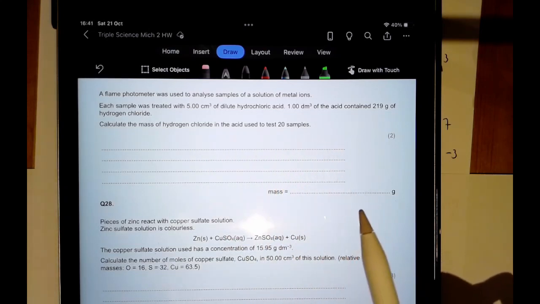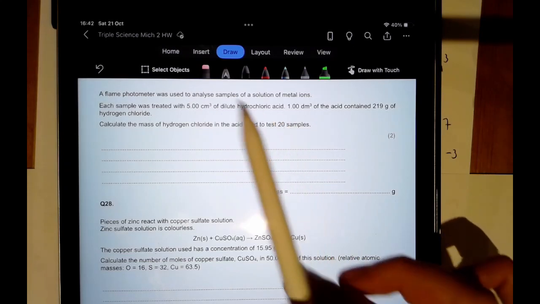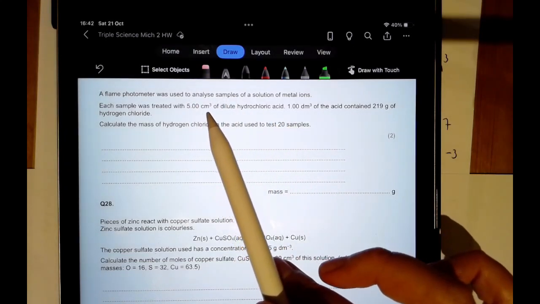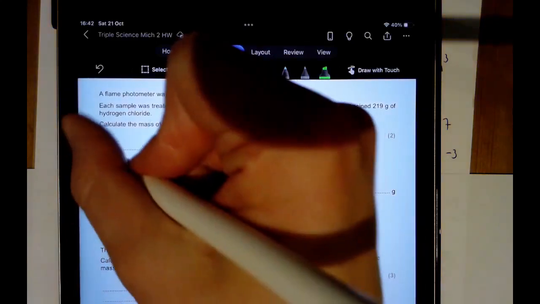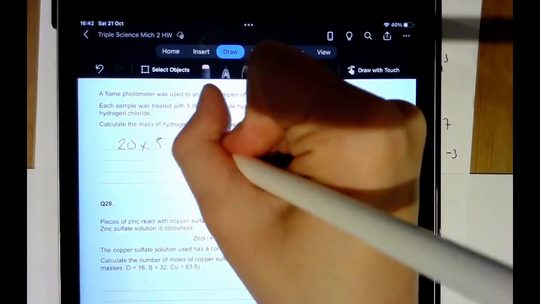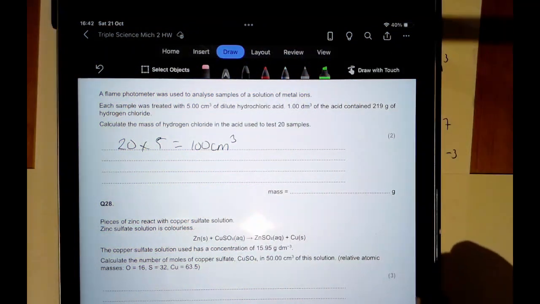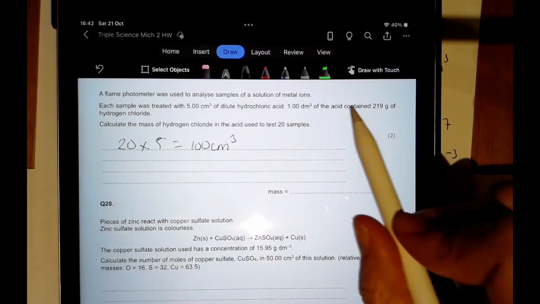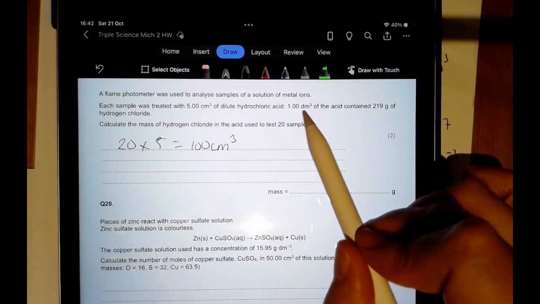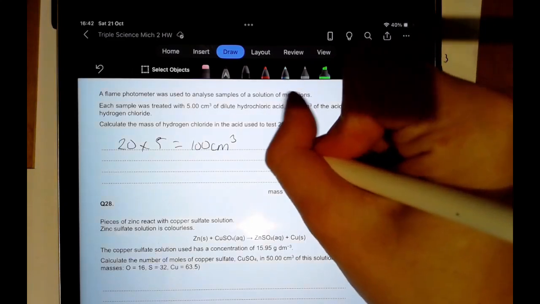All right, so you can do this in a few different ways. We've got 20 samples to test, and each sample requires 5 centimeters cubed of dilute hydrochloric acid. So I'm going to do 20 times 5 equals 100 centimeters cubed of this dilute hydrochloric acid. Now if I come over here, I can see that if I had a full litre of this hydrochloric acid, it would have 219 grams.